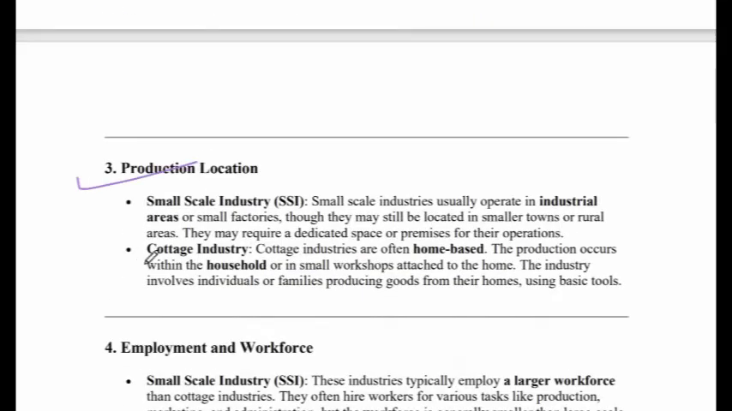Production location. Small scale industries usually operate in industrial areas or small factories, though they may still be located in smaller towns or rural areas. They may require a dedicated space or premises for their operation, whereas cottage industries don't have all these requirements because it is a home based industry, run from home. So production occurs within the household and in a small workshop attached to the home.